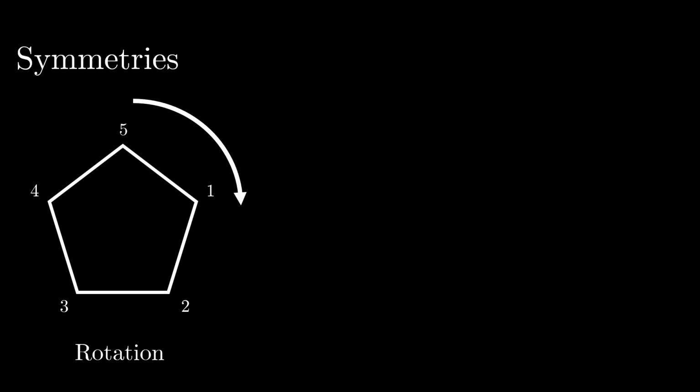Symmetries are ways we can move the pentagon around so that it covers where it used to be, but not necessarily having the same vertex labels as before, right? So if you rotate a regular pentagon, it would cover all the space it covered before, but now the vertices are clockwise from where they were before, okay?